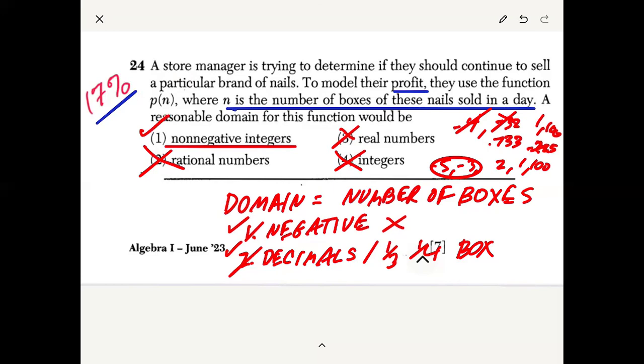That's it. And that's what you have to do. Find the domain and what it stands for, and then ask, can they be negative or can they be decimals?